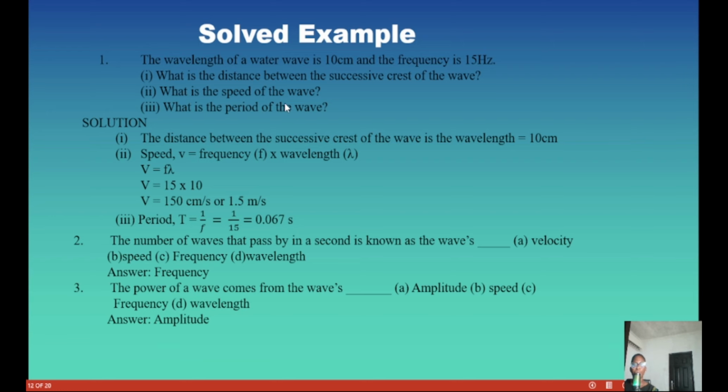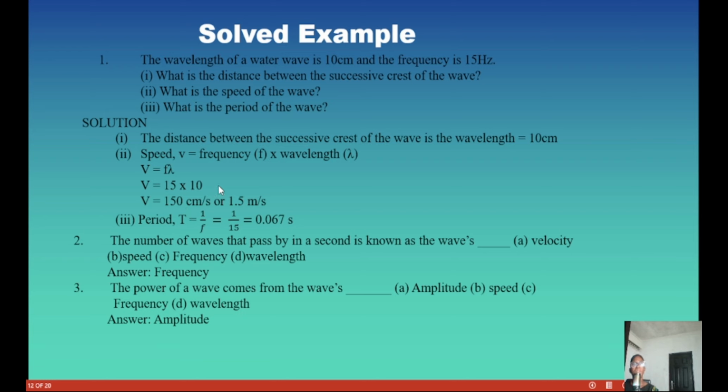What is the speed of the wave? I've already solved it here. I don't think we need to go to our board since it's very easy. So our V is what? f lambda. f is our frequency and lambda is our wavelength. I already told you that anytime you have questions in physics, the best thing is to write out your parameters, then think of the best formula to use in solving it. So you have V is equal to f lambda. From what we were given, our f is 15 hertz, and our lambda is 10.